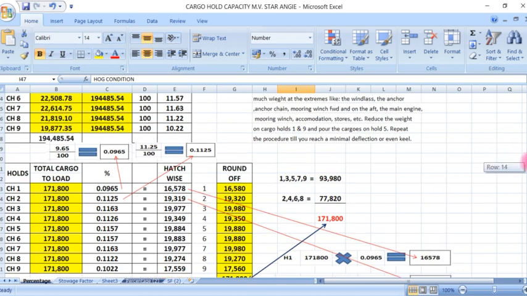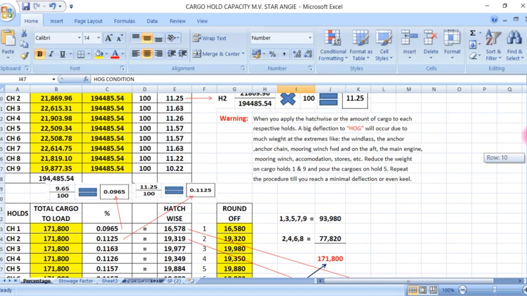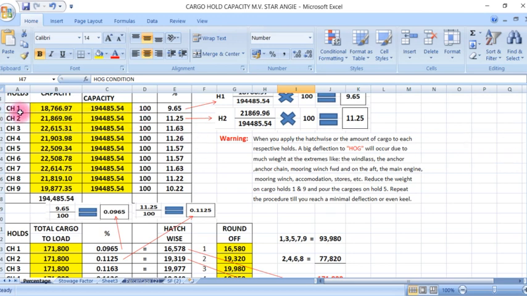Now, in the percentage column, in hold number 1, you have 9.65. You divide it by 100, so you will get the decimal of the percentage. With hold number 2, you have 11.25 divided by 100, then you will have the decimal of the percentage, 0.1125.